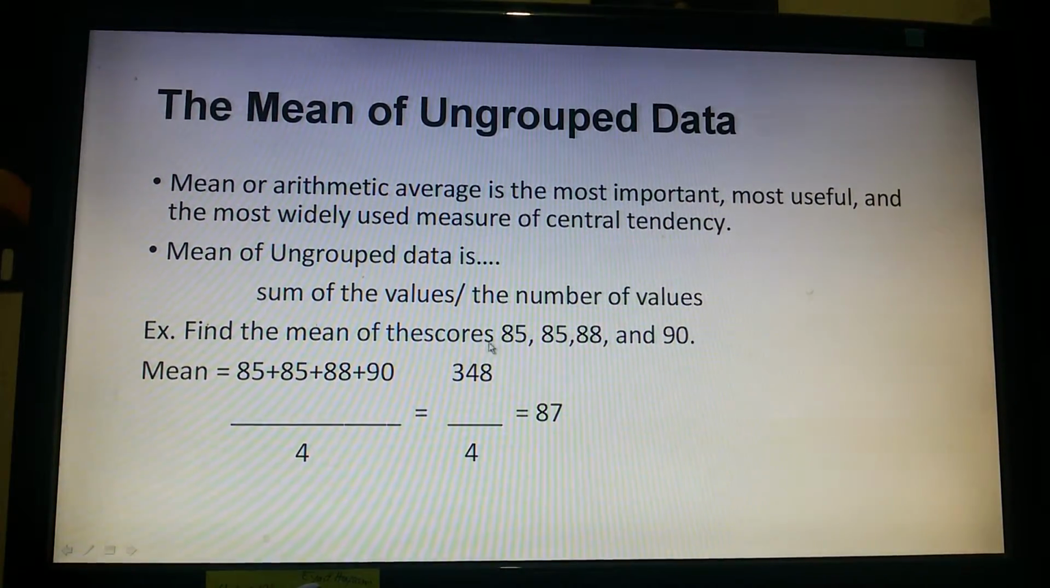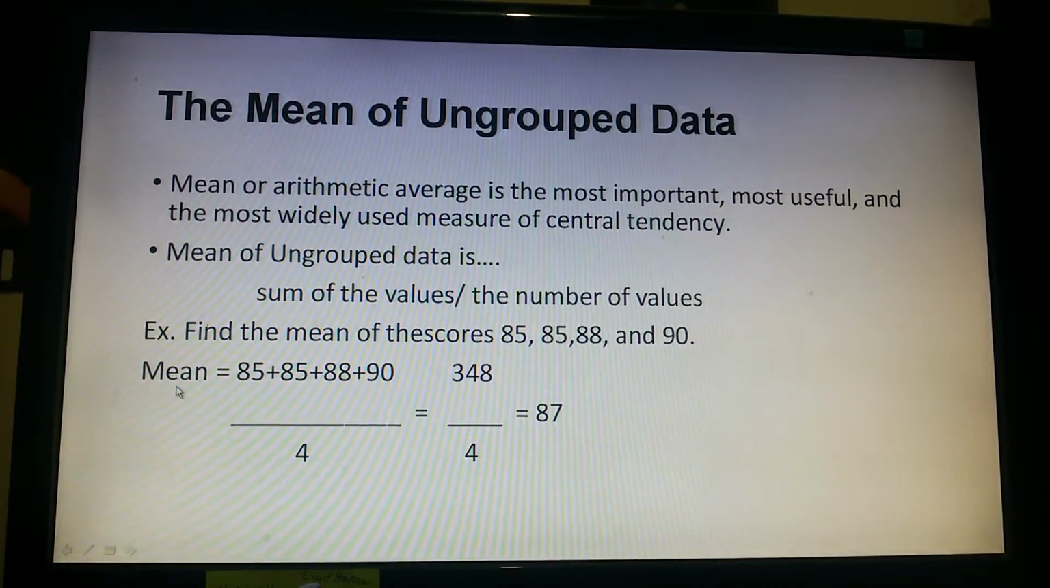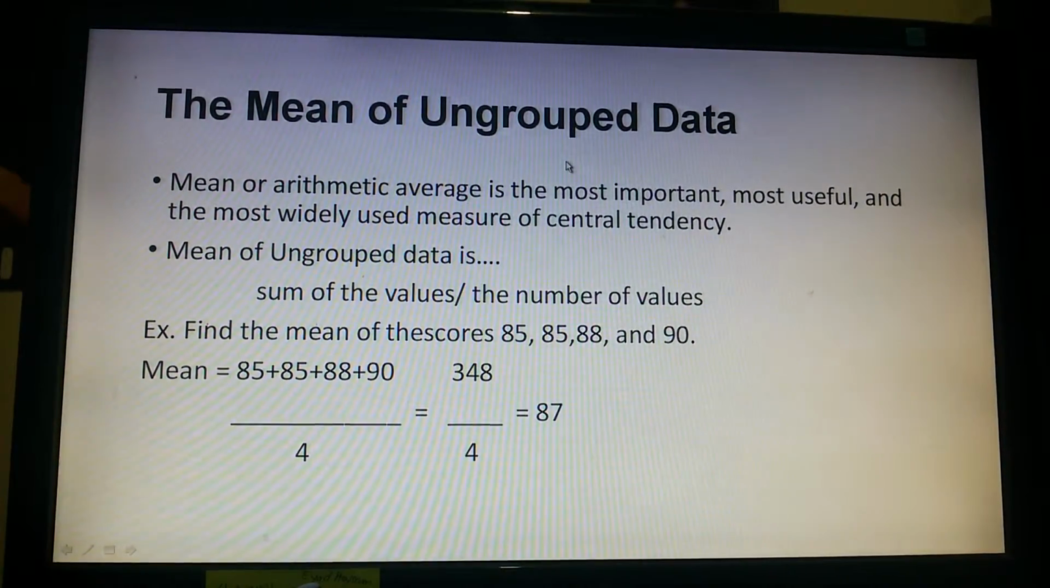In here we have the scores 85, 85, 88, and 90. So what the equation or solution will look like is this: 85 plus 85 plus 88 plus 90 over 4, because 1, 2, 3, 4. That is equal to 348 over 4, and we get 87. So that is how you get the mean of ungrouped data.